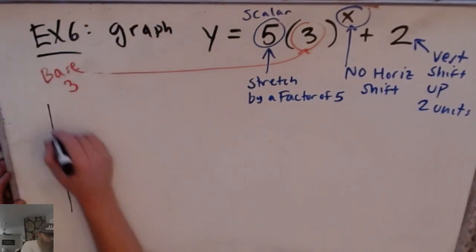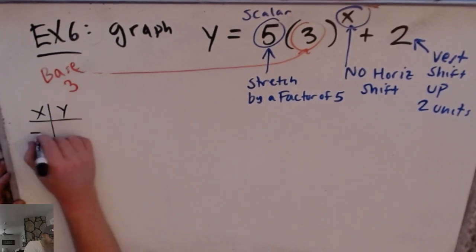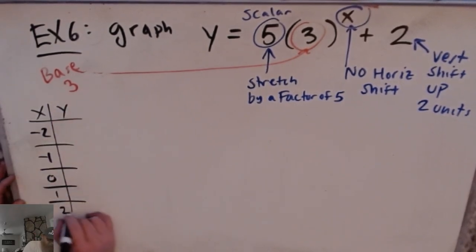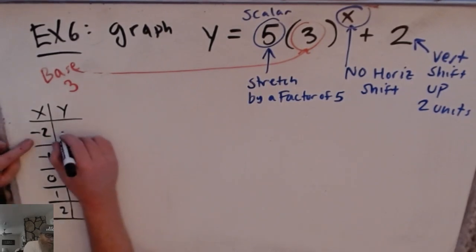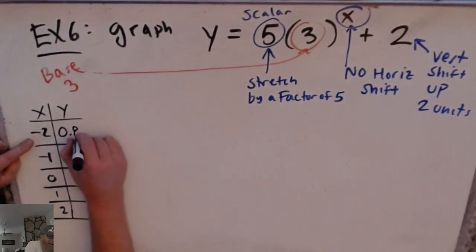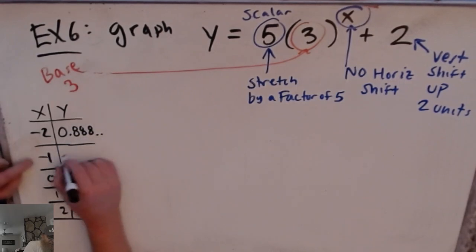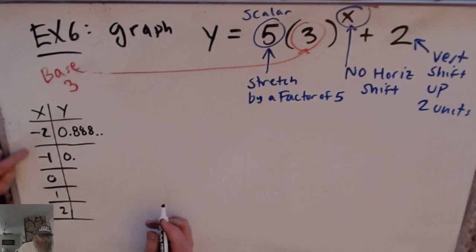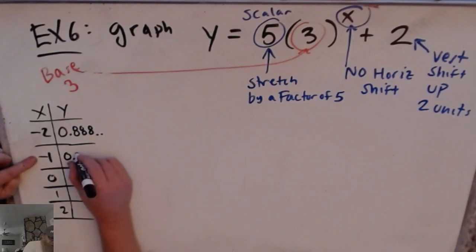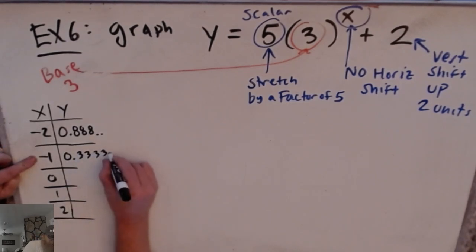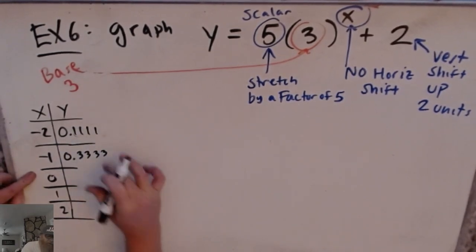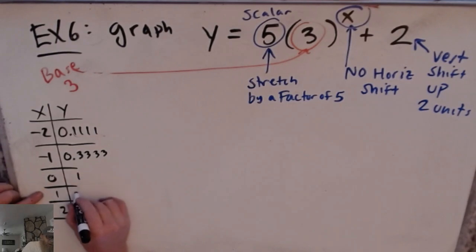All right, so base 3 table. I'm going to speed things up by just using a previous example. So look back at your notes. This one was 0.88888. This one was, what was this? So this was 1/9. This was 1/3. Actually, no, this was 0.11111, 1/9. This was 1. This was 3, and this was 9.